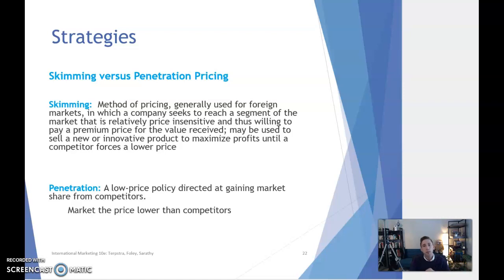Skimming versus penetration pricing. This is interesting. Skimming is a method in which you use a foreign market to reach their market. You see some nouveau riche or wealthy classes are insensitive to prices, so they're willing to pay a premium for it. I'm not talking about inelastic price issues like pharmaceuticals where people have to pay it. I'm talking about skimming premium pricing for those who are willing to pay for something that competitors can't keep up with. So you can maximize your profits.